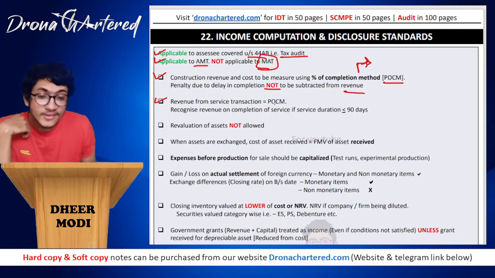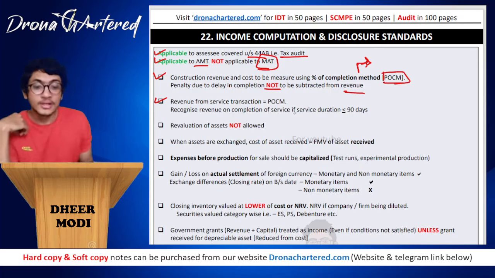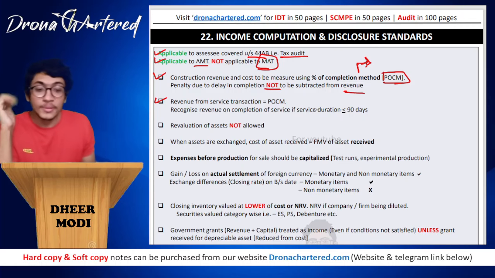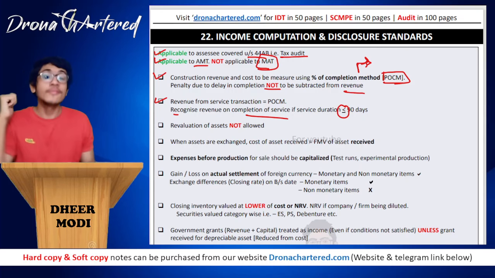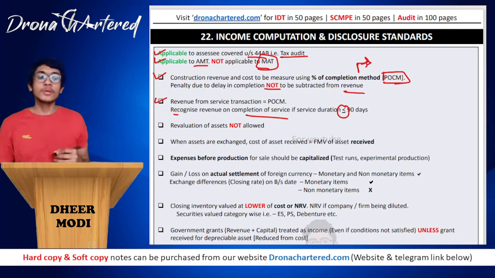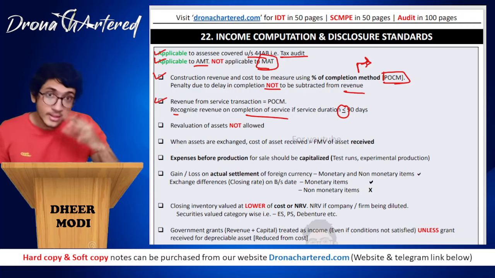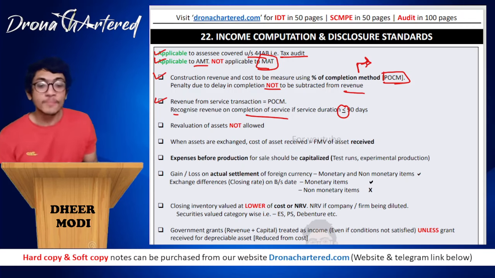Revenue from service transaction also is on POCM, that is for service transactions also it has to be done on the basis of percentage of completion method, your revenue part. And recognize revenue on completion of service if duration is less than or equal to 90 days. That means if your service is less than or equal to 90 days, you will recognize the revenue only on completion. However, if it is more than 90 days, then you will use this POCM method.